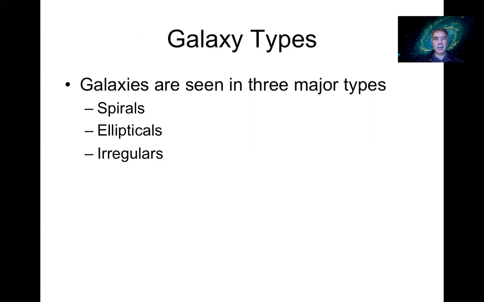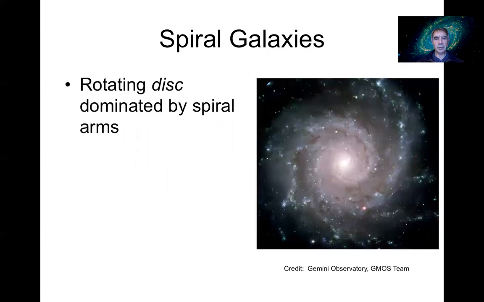Okay, so let's now look at the different types of galaxies out there in the universe, and they basically split up into three major types. So spirals, ellipticals, and irregulars. Hopefully you could already see there that M31 had a spiral structure to it, and those are the ones we're going to look at first.